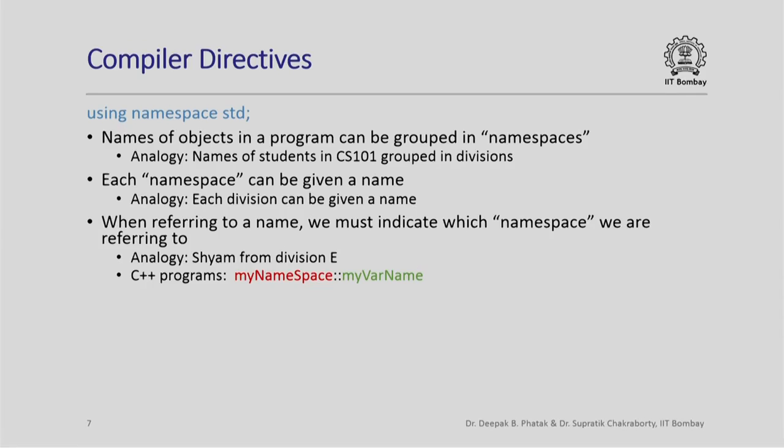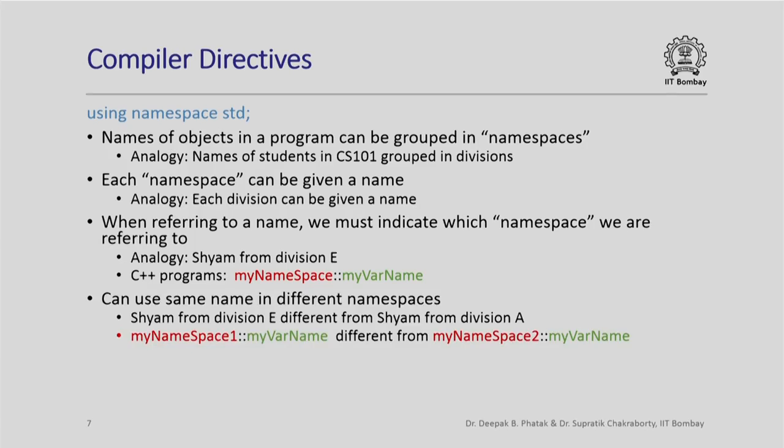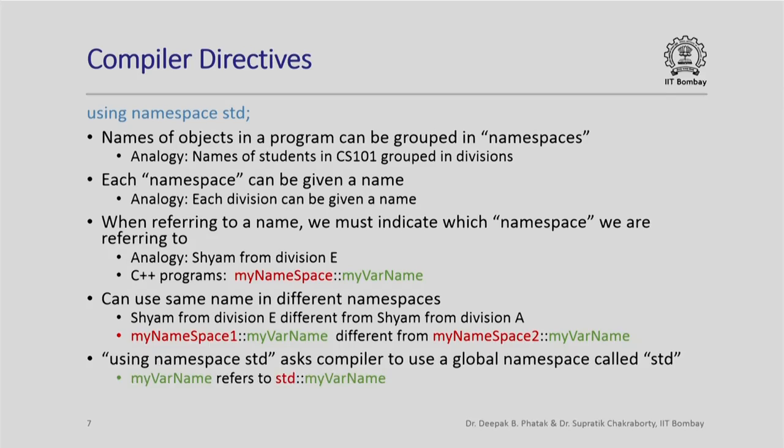For example, we could say the student Shyam from division E. So in a C++ program, we could say the variable my var name in the namespace my namespace. And we can actually use the same name in different namespaces, because as long as we can distinguish which namespace the name is coming from, we know that these are different entities. So for example, Shyam from division E would be different from Shyam from division A. Similarly, my var name from my namespace 1 would be different from my var name from my namespace 2.